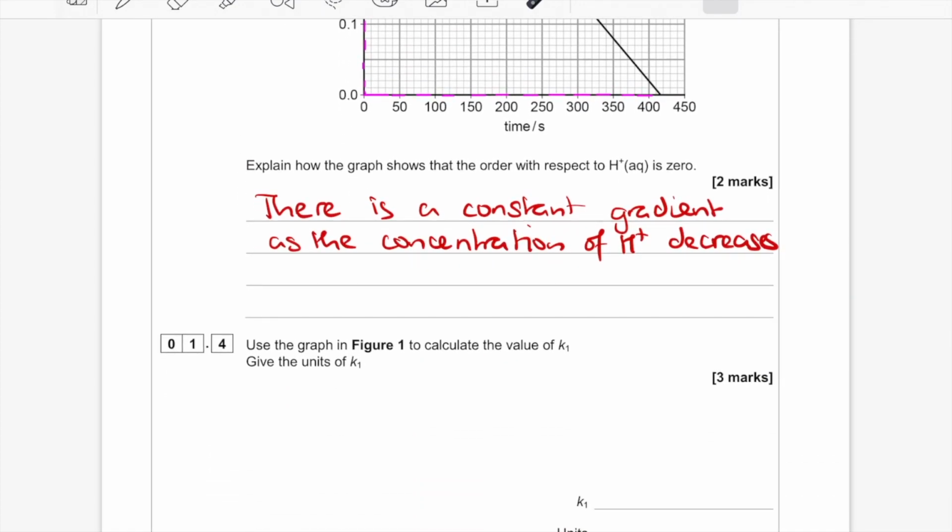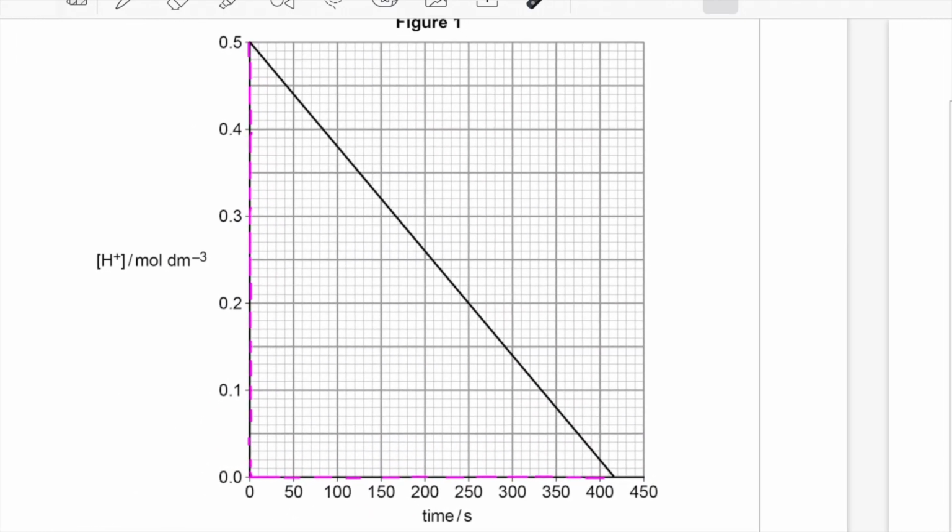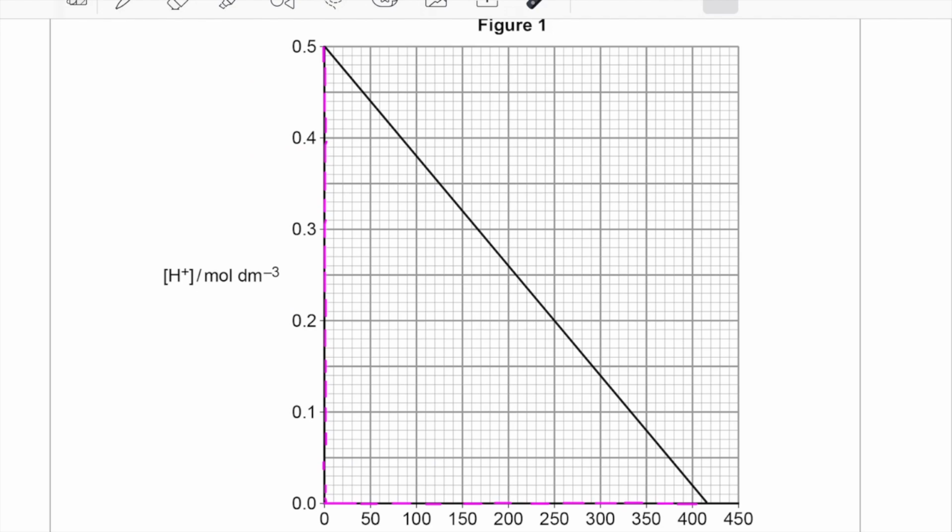Then it asks us to, and reading graphs and doing gradients are going to come up at some point, use the graph in figure 1 to calculate the value of k1, and give the units of k1. So the first thing to say is, and you can see I've already done my dashed lines, I wasn't going to bore you by drawing those on.